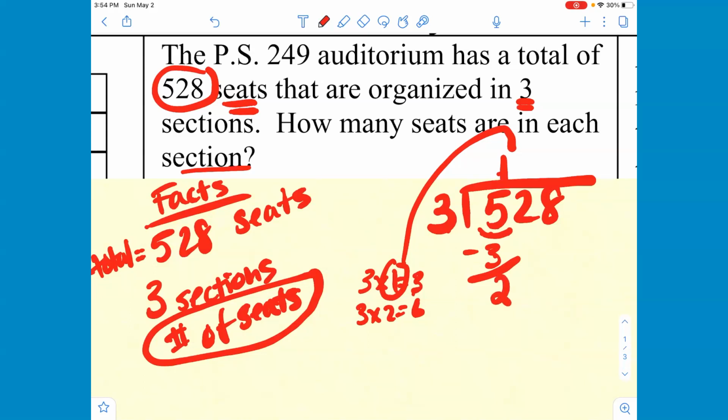First I divide, I multiply, I subtract, now bring it down. Just sing your song if you can't remember the steps.